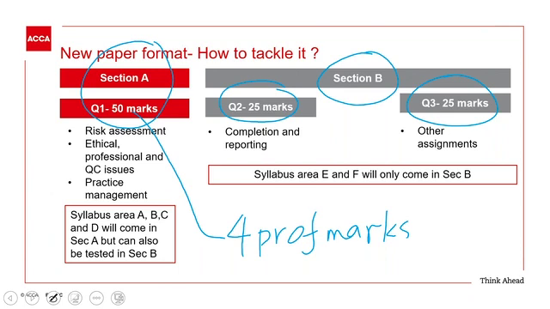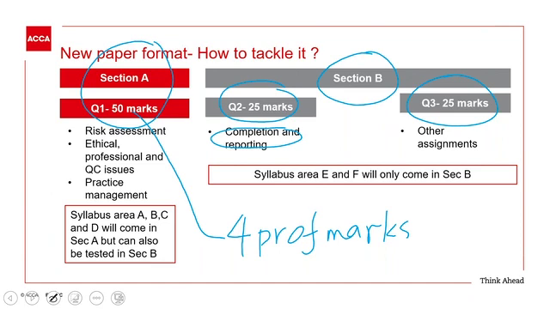Now, when you come to section B of the paper, which is the 25-mark question section, one of those questions will be on reporting and on the completion stage of the audit. One question will be on completion and reporting. That is a must. So reporting will now become mandatory because in the previous paper format, there might be a number of students who used not to do reporting, and there might be students who used to do it. But now it has become mandatory.